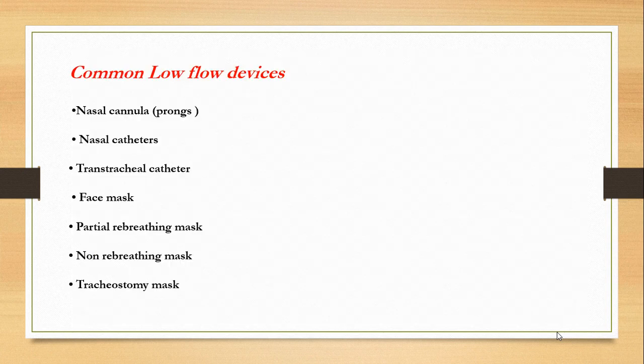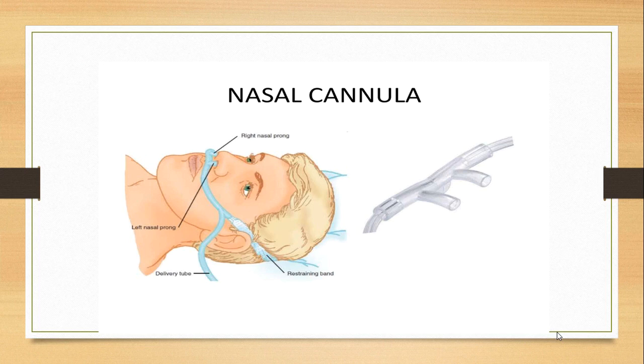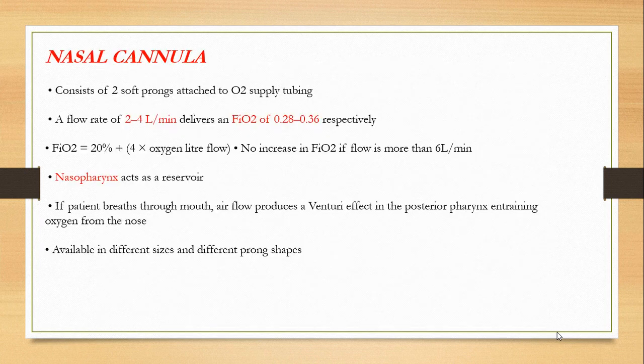The common low flow devices are the nasal cannulae, catheters, the transtracheal catheters and the various types of masks. Now coming to the simple nasal cannula, we all know we have been using it. Usually these nasal cannulae consist of nasal prongs connected to an oxygen supply tubing. The flow rate is mostly 2 to 4 liters and the FiO2 delivered is about 0.2 to 0.3, 0.4 in a patient. For every liter increase in the oxygen, you can raise the FiO2 by about 4%. In these, the nasopharynx acts as a reservoir for the oxygen.